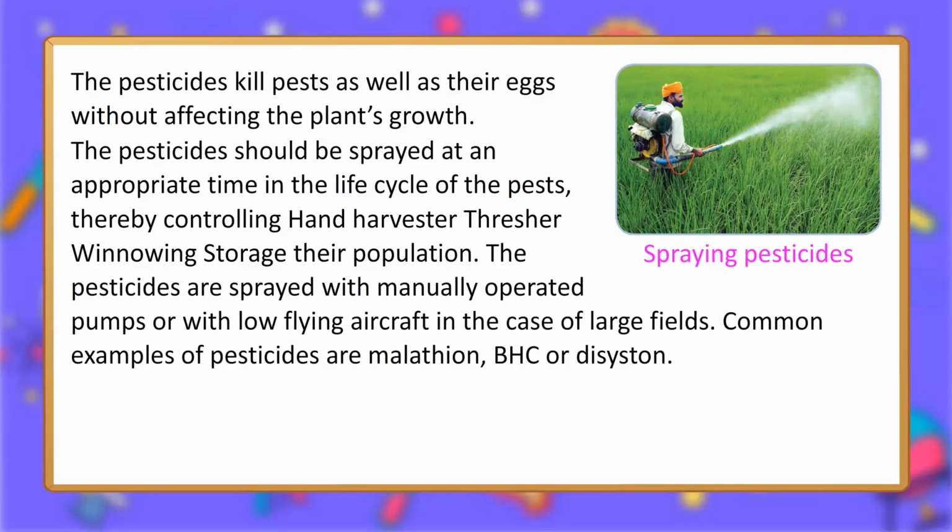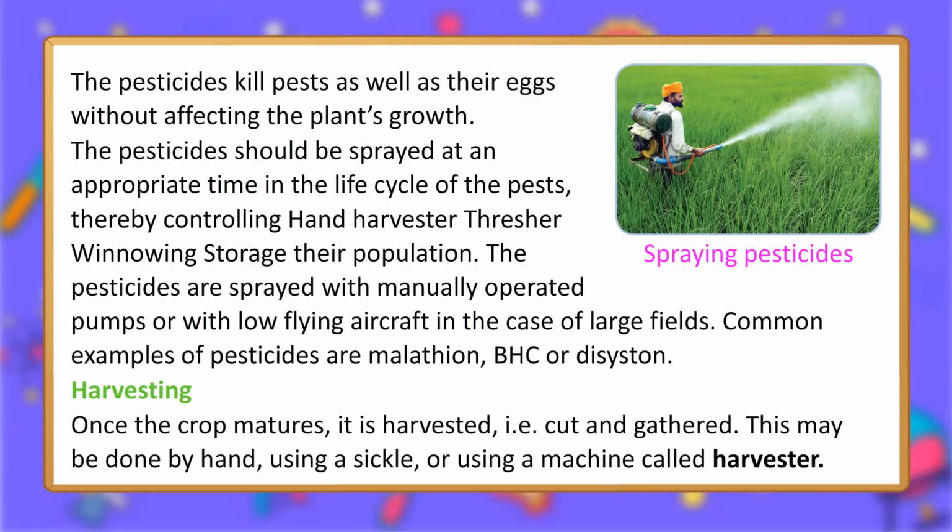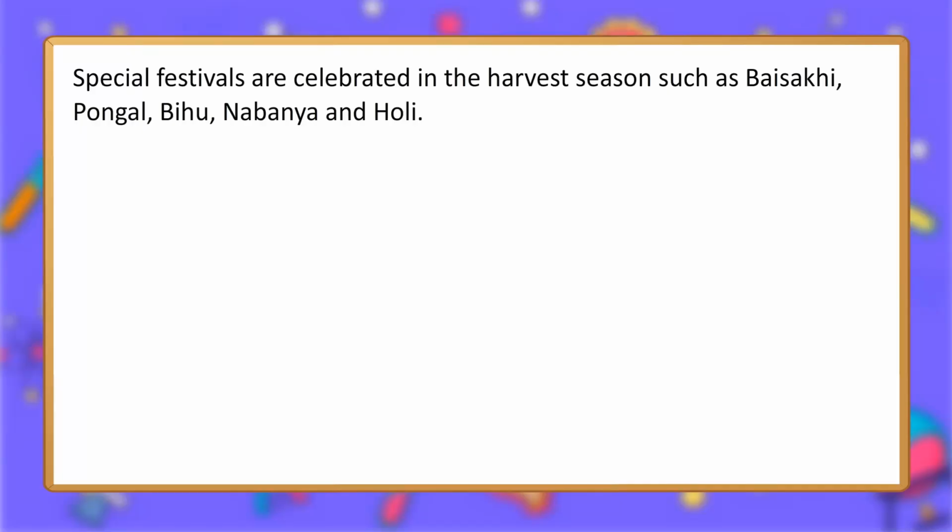The pesticides are sprayed with manually operated pumps or with low-flying aircraft in the case of large fields. Common examples of pesticides are malathion, BHC or dicystin. Harvesting. Once the crop matures, it is harvested, i.e. cut and gathered. This may be done by hand, using a sickle, or using a machine called a harvester. Special festivals are celebrated in the harvest season such as Baisakhi, Pongal, Bihu, Nabanya, and Holi.